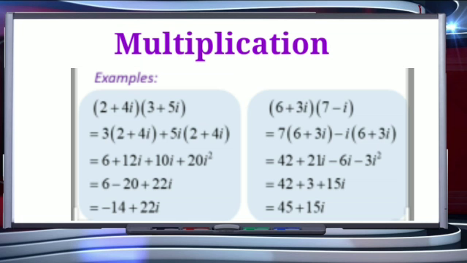Next is 6 plus 3 iota multiplied with 7 minus iota. Again 7 outside, 6 plus 3 iota, minus iota outside, 6 plus 3 iota again. So this reduces to 42 plus 21 iota minus 6 iota minus 3 iota square. So again we will substitute iota square as minus 1. So minus 3 times minus 1 is plus 3. So this is 42 plus 3 plus 15 iota. So this is 45 plus 15 iota. Students, remember to change the sign when we are bringing negative inside the bracket. And we always operate the like terms.